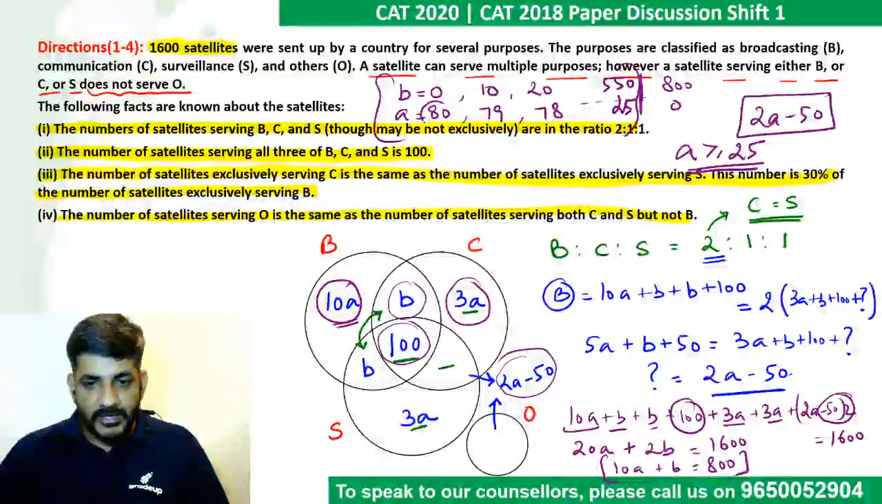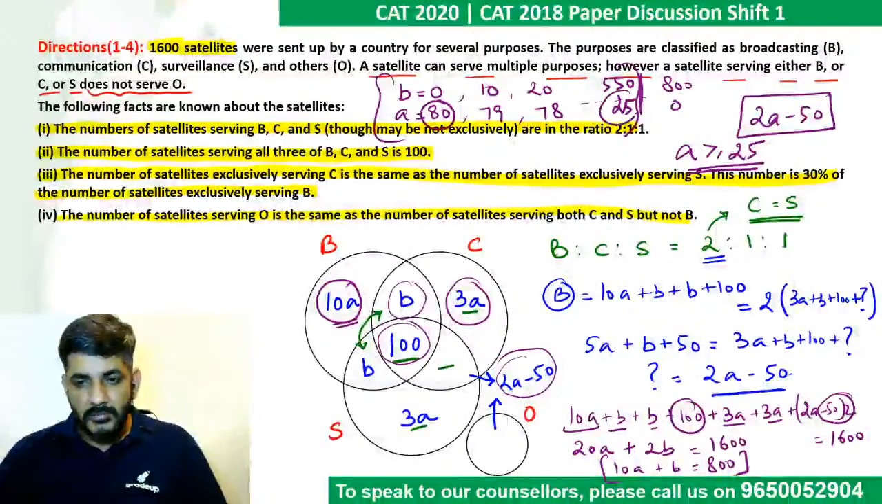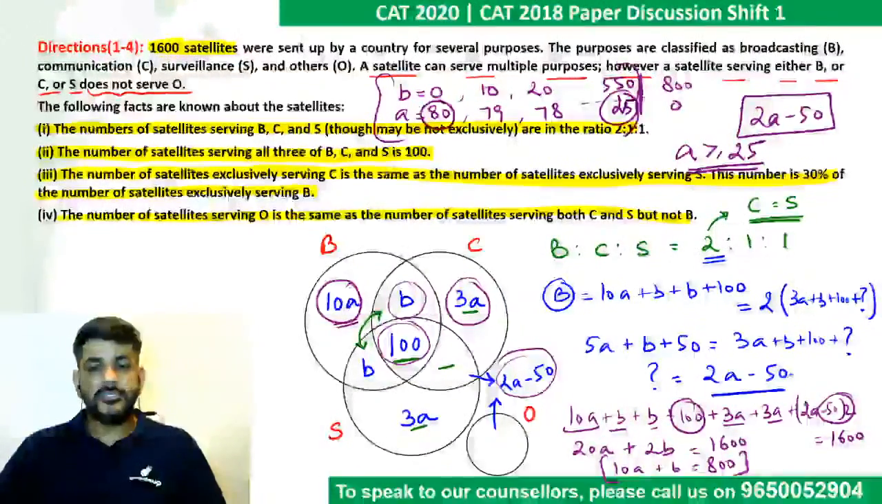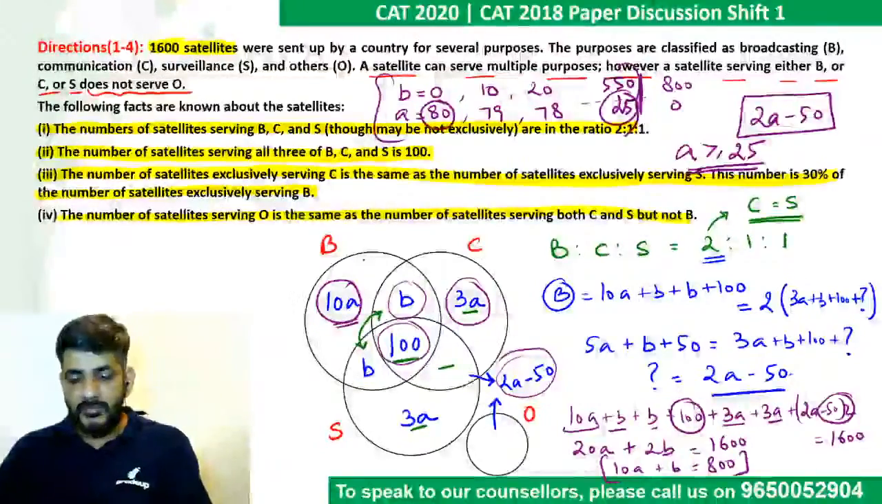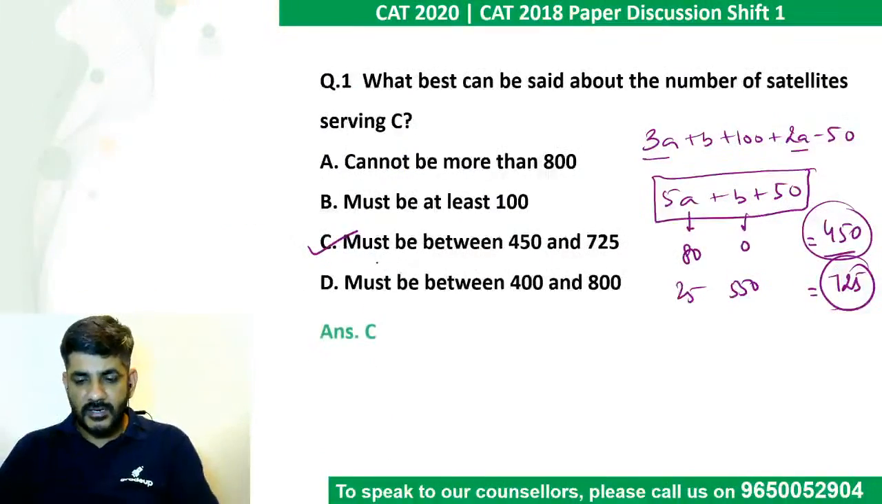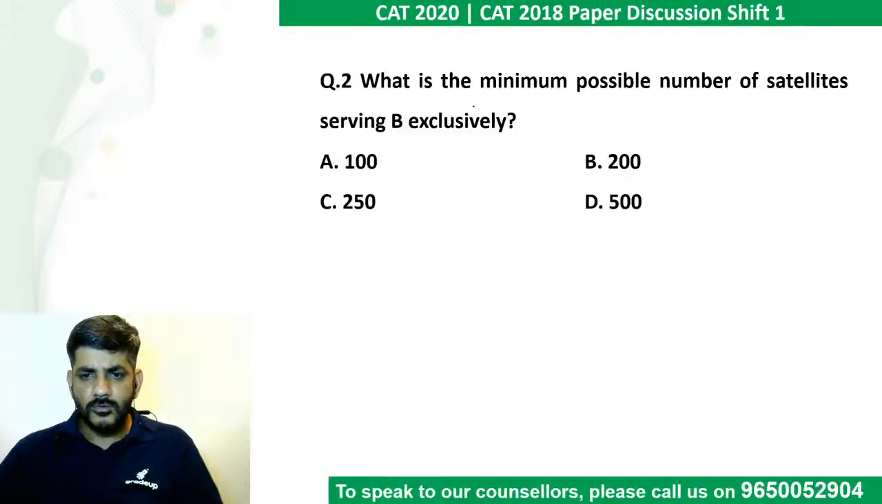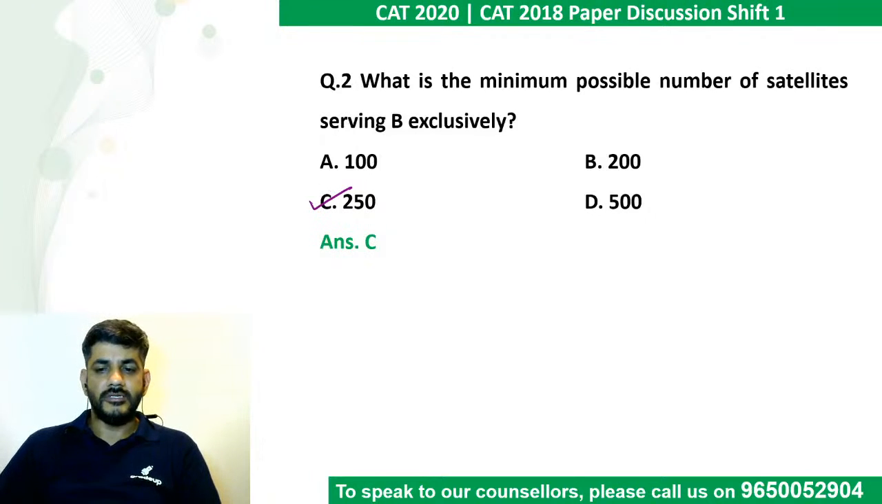And the value of A is maximum 80, minimum 25. So 10A is maximum 800 and minimum 250. What is he asking you? Minimum possible number. The minimum possible number is 250. So therefore our answer is again option C.